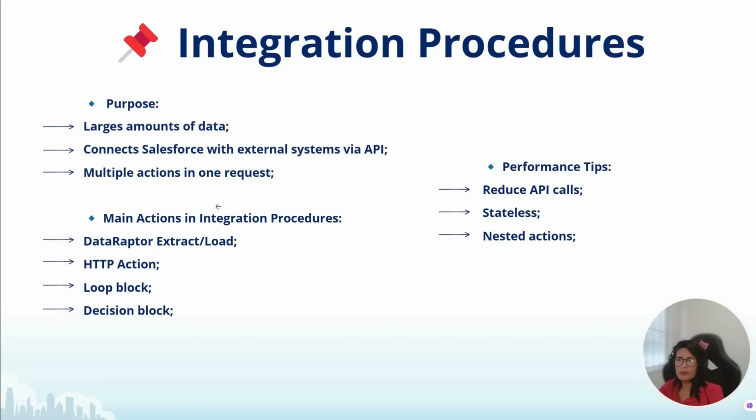You have a lot of actions, but the main actions in integration procedures are the DataRaptors: extract, load, transform. Also, you can get and send data. You can call external APIs using the HTTP action. You can use the loop blocks. The loop blocks are the way to iterate over multiple records. You have a decision block that creates logic to handle different scenarios.